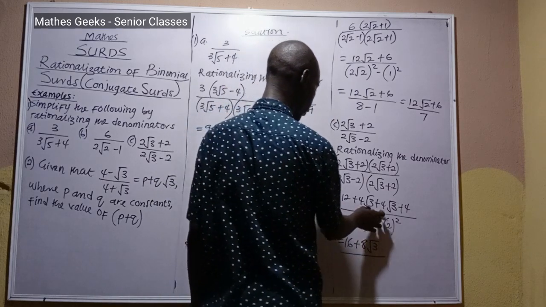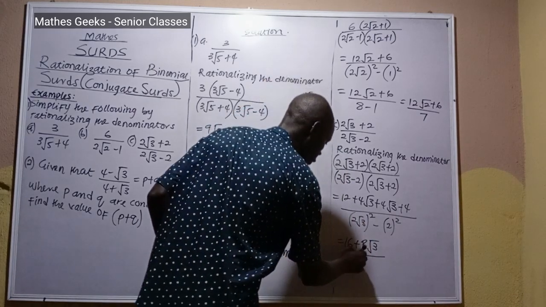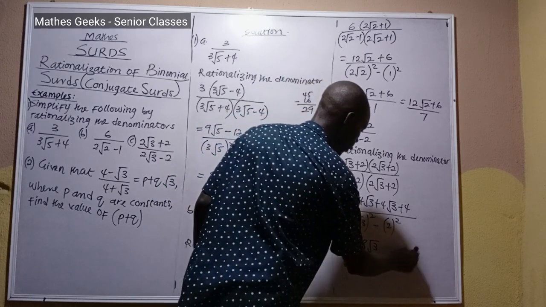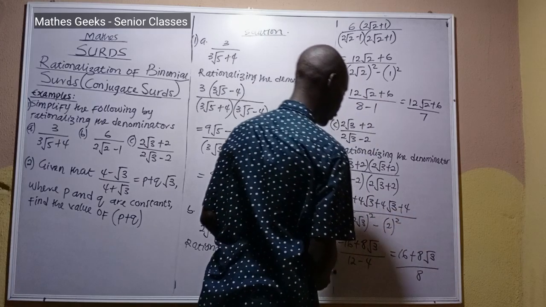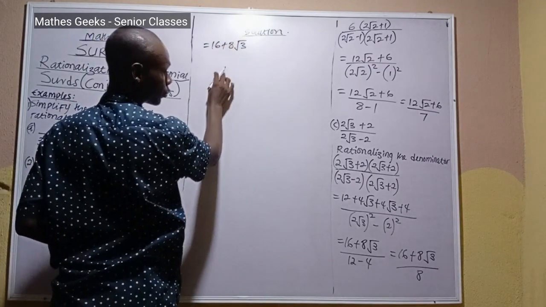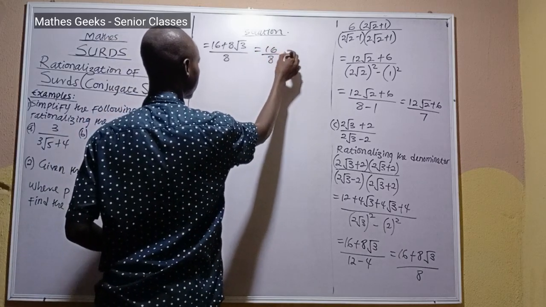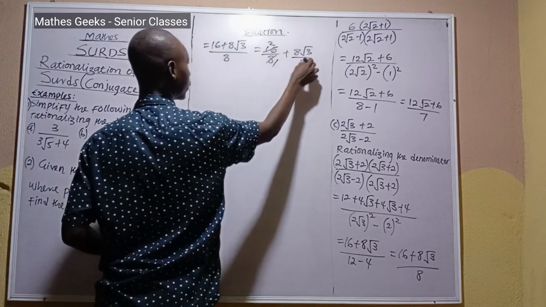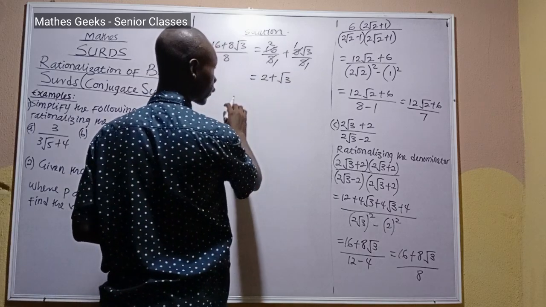So the square of 2 is 4. Root 3 squared is 3. 3 times 4 is 12. And the square of 2 is 4. This will give us 16 plus 8 root 3 over 8. So we have 16 plus 8 root 3 over 8, which is also 16 over 8 plus 8 root 3 over 8. 8 into 16 is 2, and 8 into 8 root 3 is root 3. So we get 2 plus root 3. The final answer.